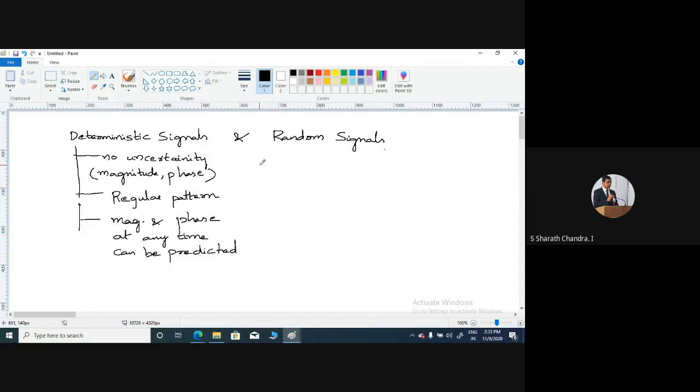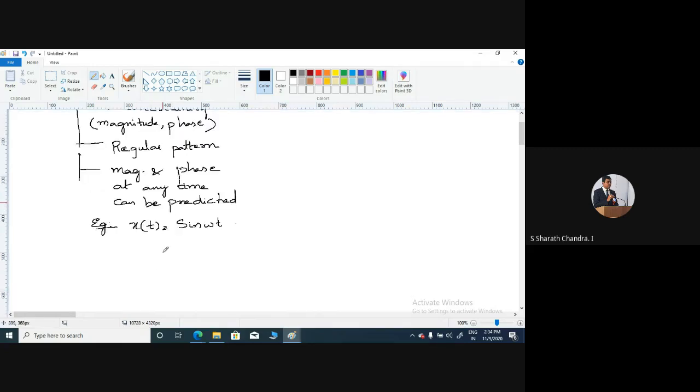Whereas, you can consider an example for a deterministic wave where you can say simply x of t is equal to sine omega t, or x of t is equal to cos omega t. Exponential signals, square waves, triangular waves, etc., all form examples of deterministic signals, because they are not associated with any kind of uncertainty.